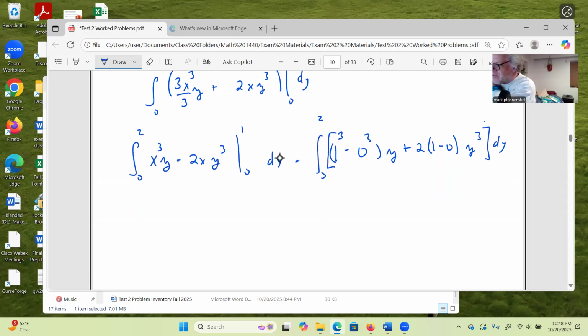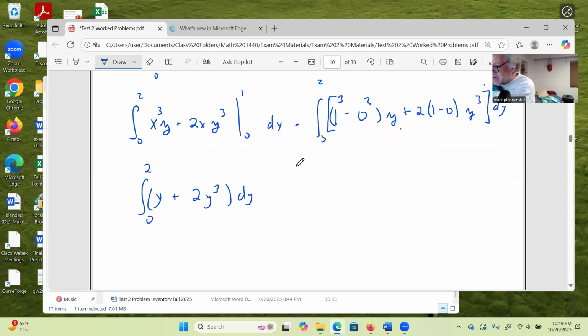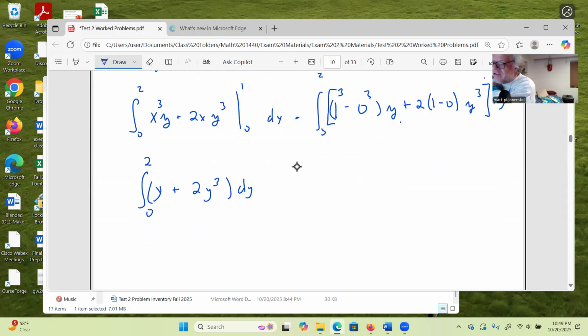1³ minus 0 is just going to be 1. So my integral from 0 to 2 becomes 1 minus 0 is 1, all times y, plus 1 minus 0 is just 1, times 2, so we have plus 2y³ dy. All right, now we are ready to integrate with respect to y. So let's go ahead and do that.